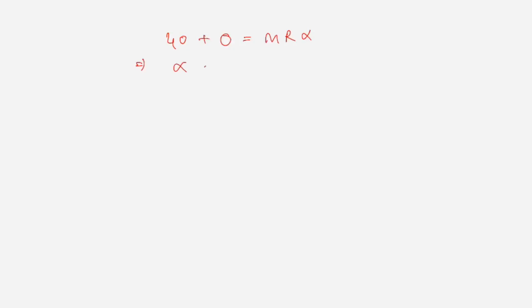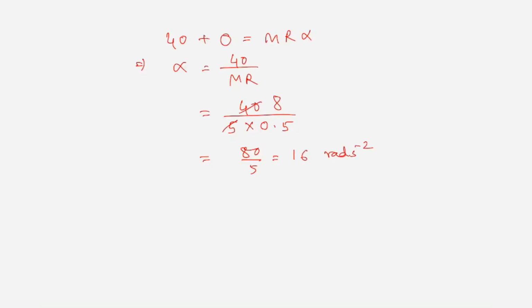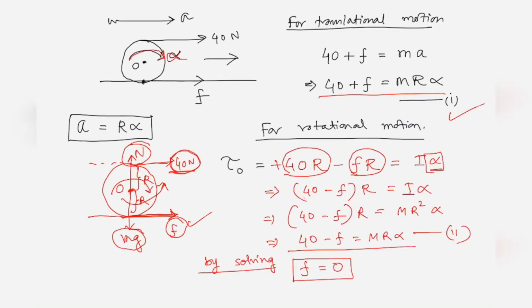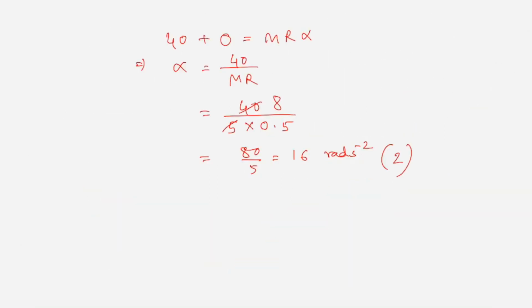So alpha is what? 40 by m r. Now putting the values, mass is given as 5 kg and radius 0.5 meter. So it will be 80 by 5, that is 16 radian per second square. Look at the options. Option 2 is correct, 16 radian per second square. Now that is the answer.